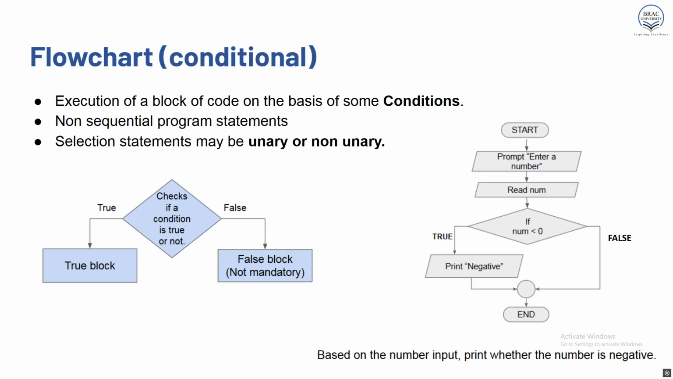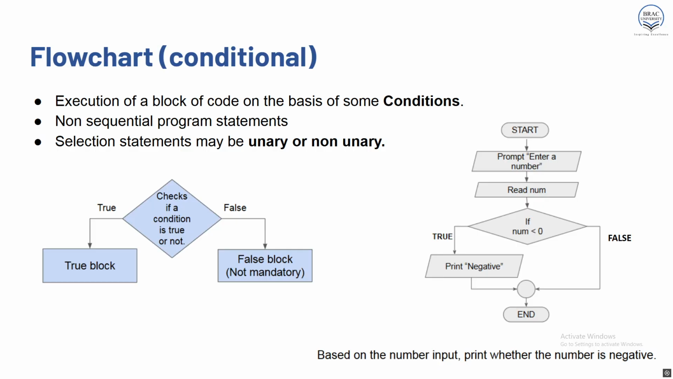Let's try to draw a flowchart where, based on the user input, the flowchart would print the message negative if the number provided by the user is negative. I have already discussed in the previous video how a user input can be taken, so I will not discuss the first three blocks of this flowchart. Now, the number given by the user is in the num variable, and in the condition block, which is shown in a rhombus, we are trying to figure out if the number is negative or not.